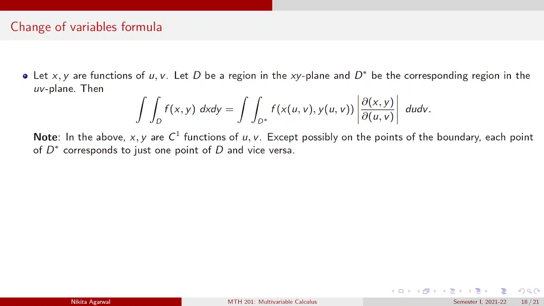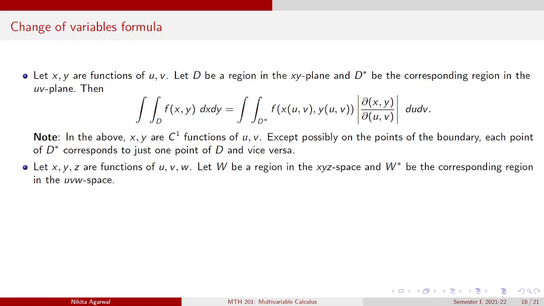And in the above, x and y are C1 functions of u and v, because we want to make sense of this, except possibly on the points of boundary. Each point of D star corresponds to just one point of D and vice versa. So in some sense, the change of variables is invertible, except on the boundary where it may not be injective, but inside the region, it has to be a one-to-one map.